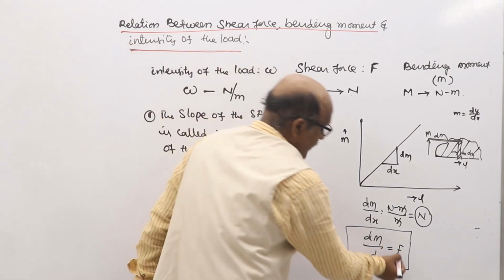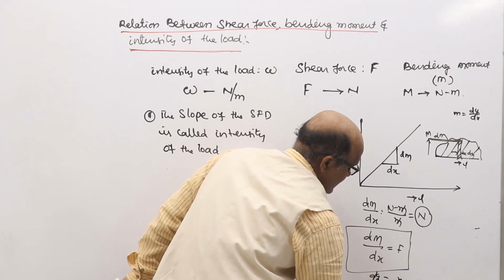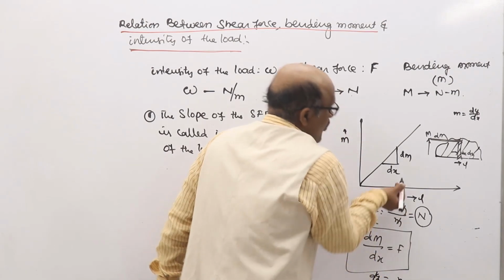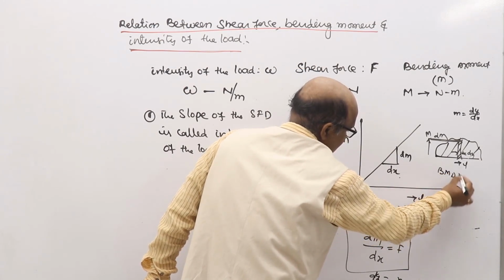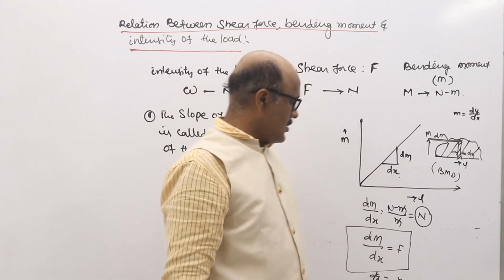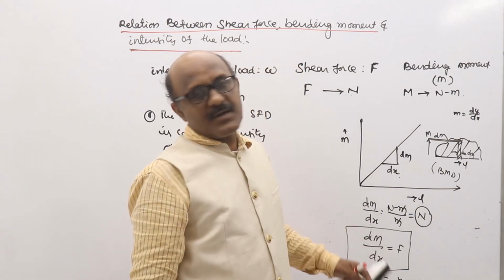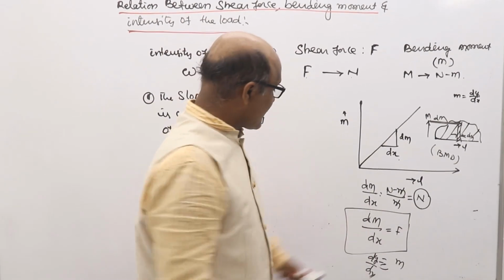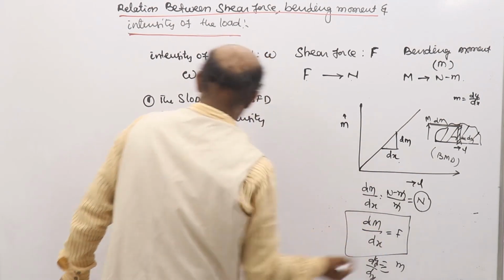So the slope, like m is equal to dy by dx, it is in that form. So the slope of the bending moment diagram, this is a bending moment diagram, my dear students, the slope of the bending moment diagram is called shear force. This is a second point, my dear student. Bending moment diagram slope is equal to shear force.